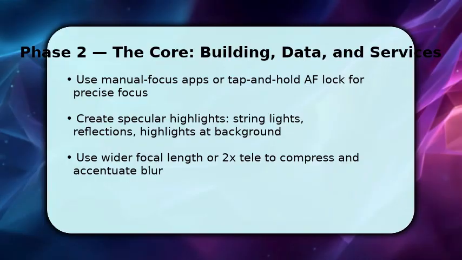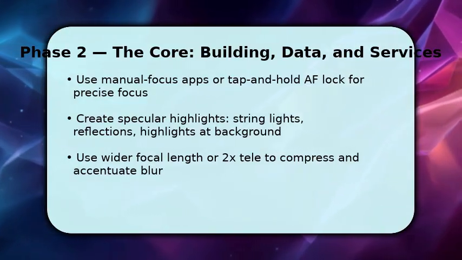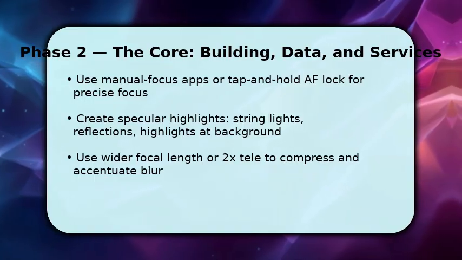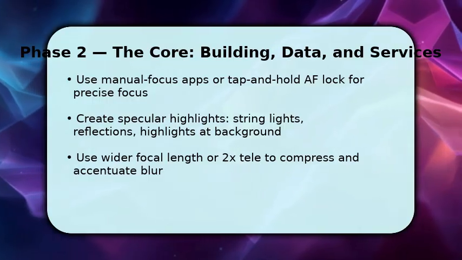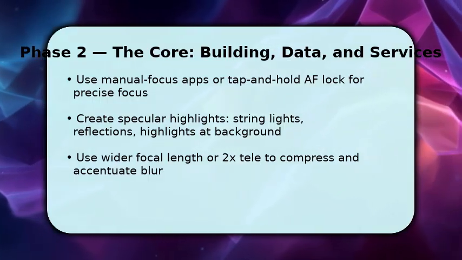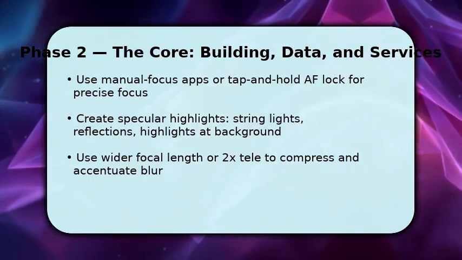Now you shape the blur by controlling focus, distance, and light. Use a manual app or AF lock to place the plane of focus exactly on the subject's eyes. This is why you see pleasing blur around them. Once focused, back the subject away from the background and move your camera slightly closer to increase apparent aperture effect.